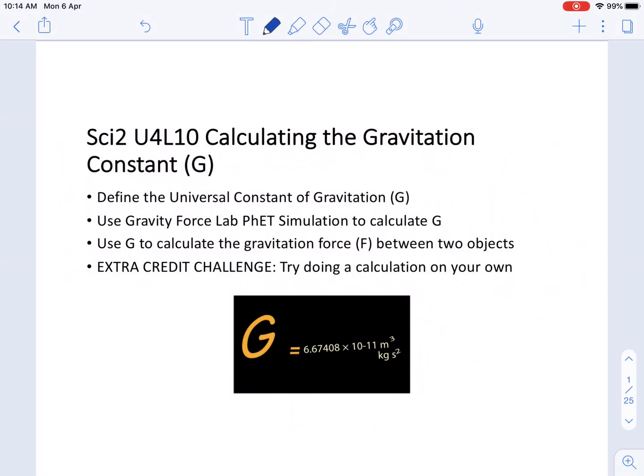Hi Science2 kiddos. I'm going to show you some of the math behind calculating gravitational force. This relates to chapter 5.5 in the Hewitt textbook.